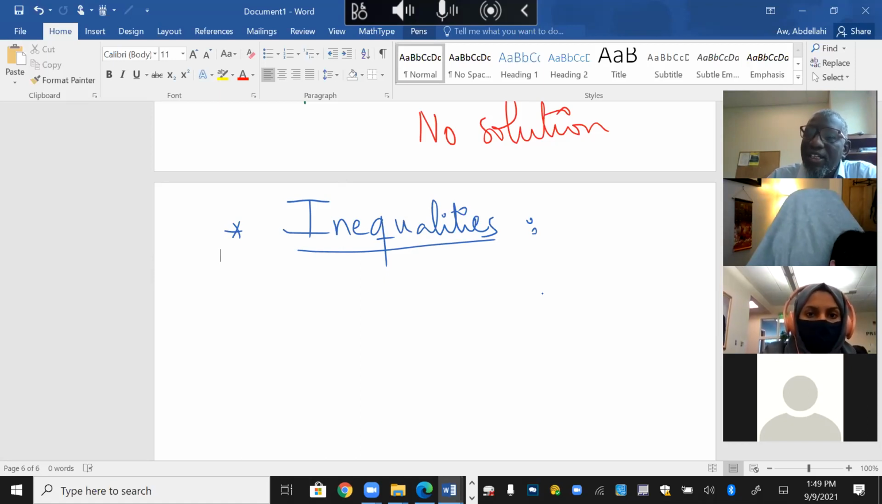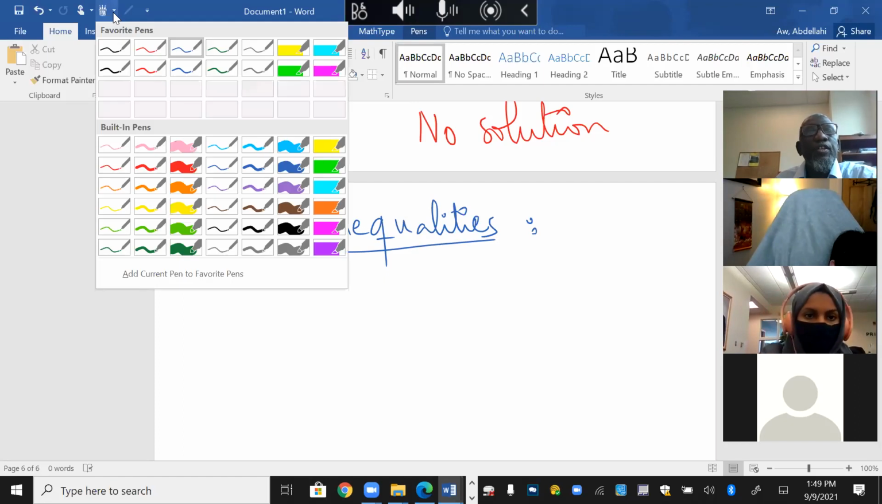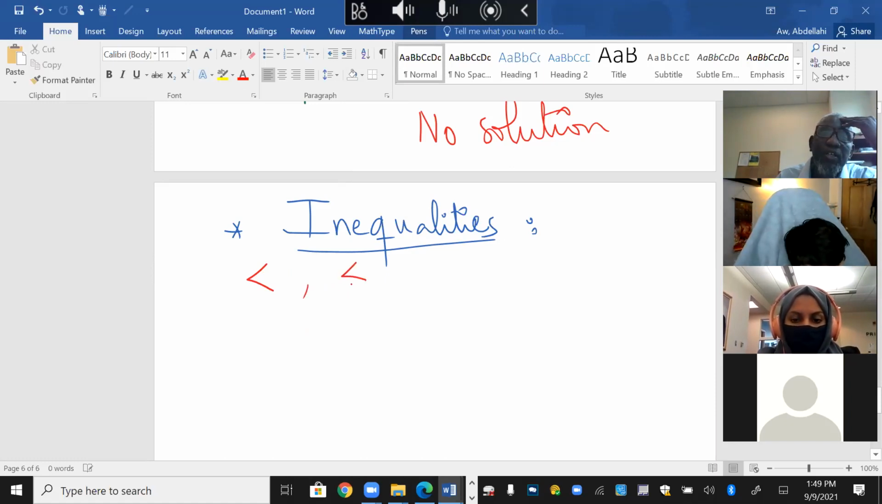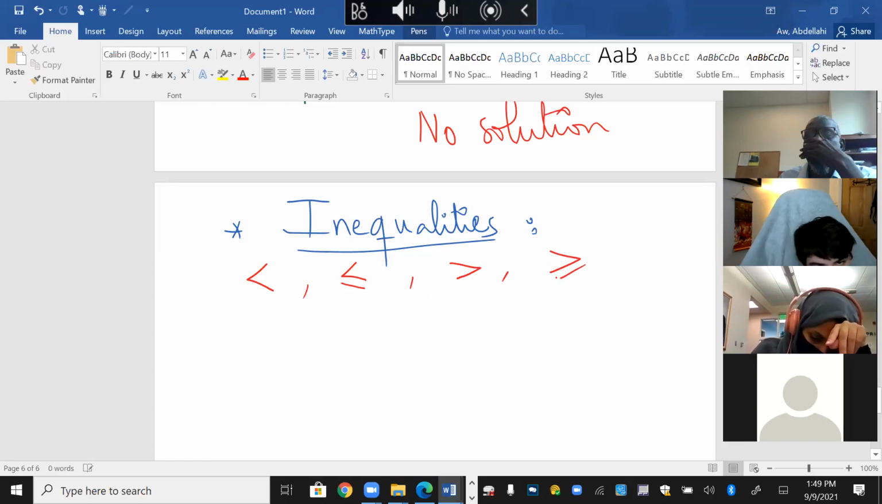For the inequalities, we have 4 of them. So everybody knows what this symbol reads? This symbol reads less than. This one reads less than or equal to. This one reads greater than. And greater than or equal to.